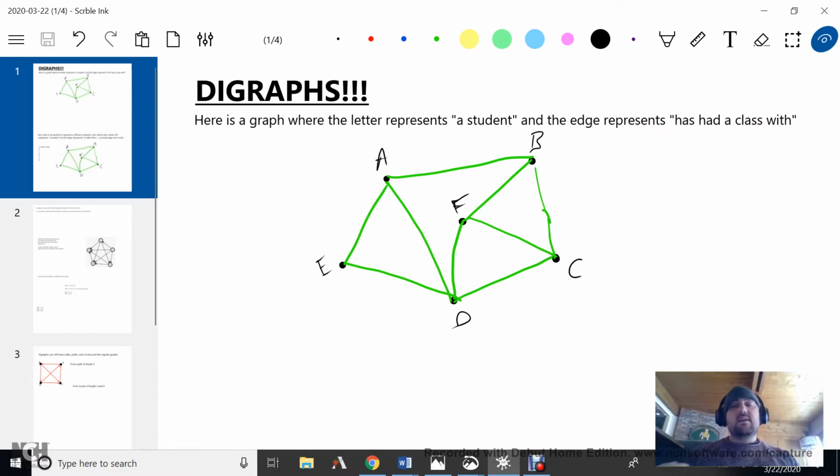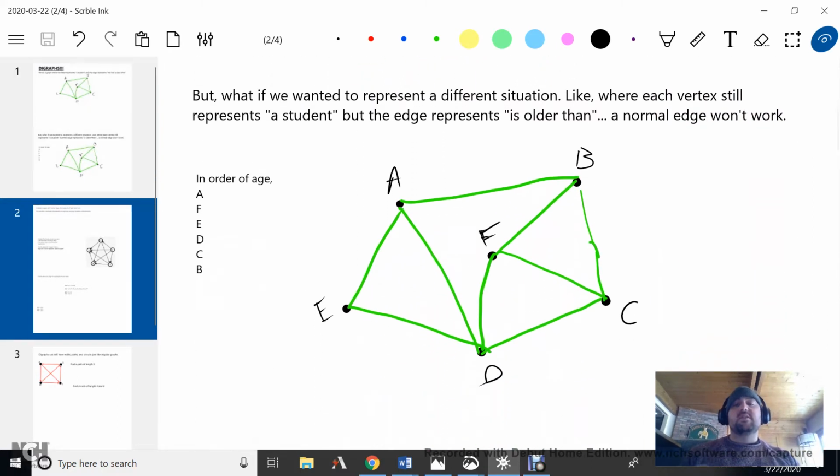And the idea of this kind of edge is that if A has had a class with B, then by definition, B has had a class with A. So the edge connects them, but it doesn't really matter what you think of as the starting edge or the ending edge, because it's just the edge. Not all relationships can be modeled with this exact kind of graph. Here's an example of one.